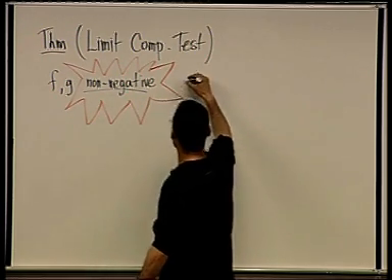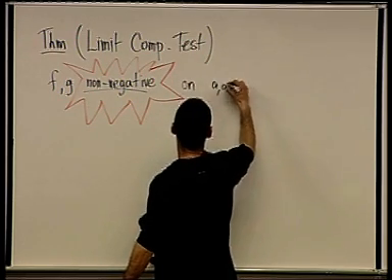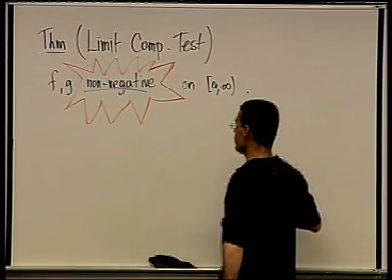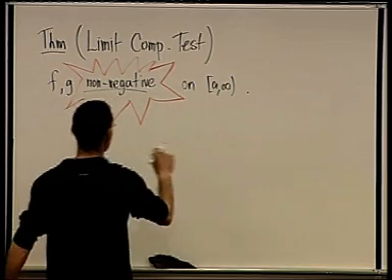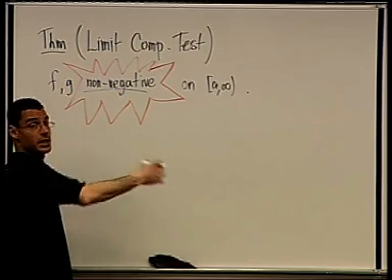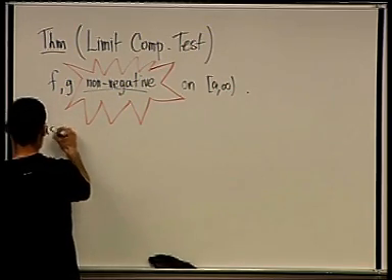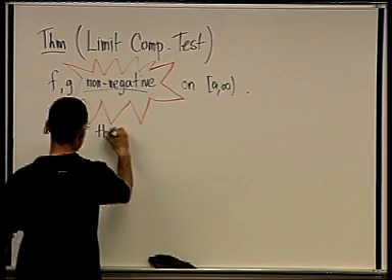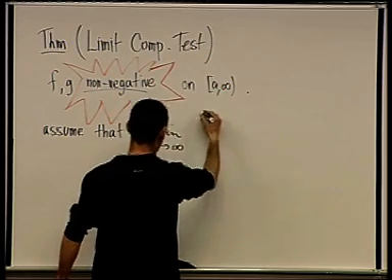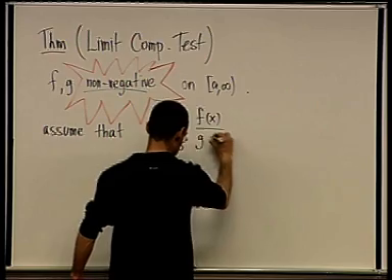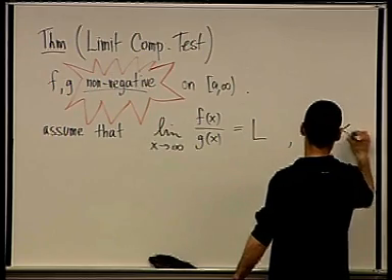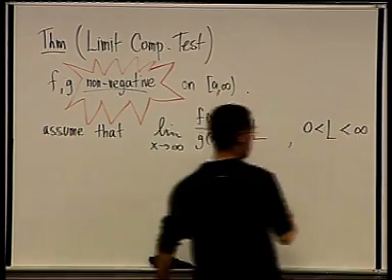Okay, non-negative on a to infinity and integrable on ... as before. And now, instead of assuming that one is actually bigger than the other, I'm going to assume a limit version of them behaving the same. Assume that the limit as x goes to infinity of the quotient equals some L, where this L is a number between 0 and infinity.